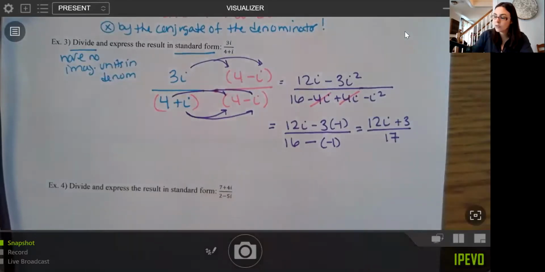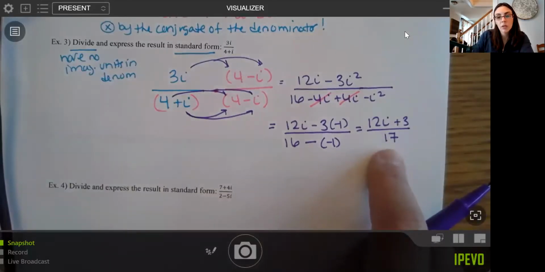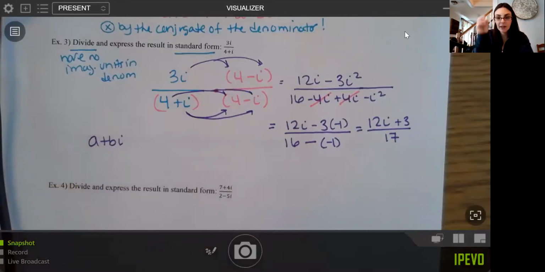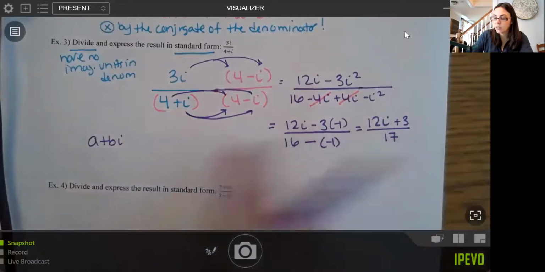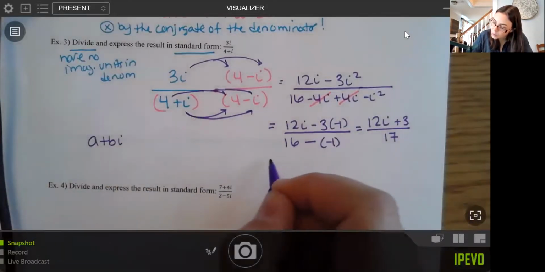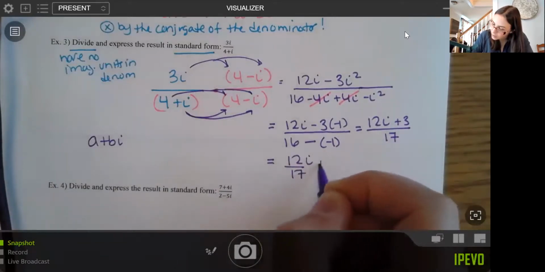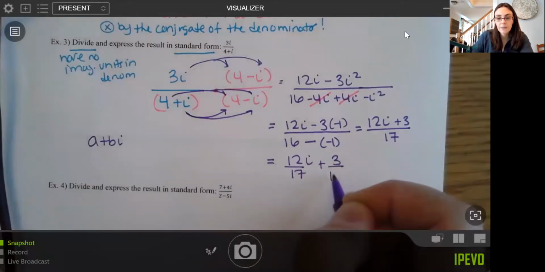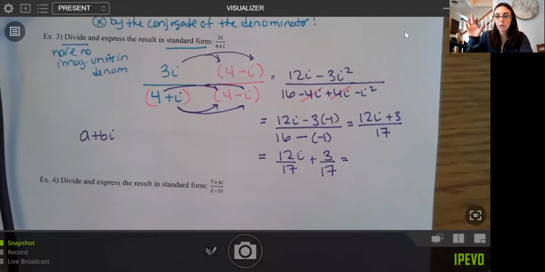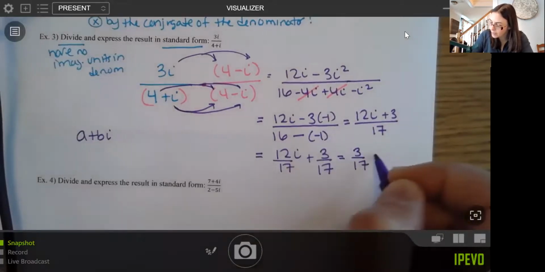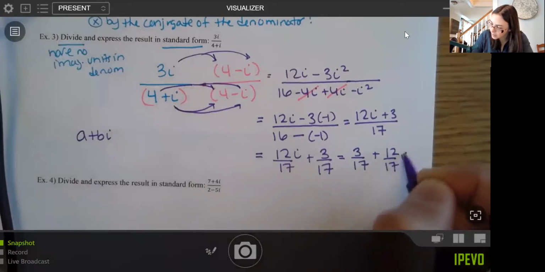Now we're almost done. Notice I've gotten rid of that i in the denominator, which is what I want to do. But I still need to write it in standard form. So standard form is that a plus bi. I want the real part first, imaginary part second. I want a distinct plus sign in between. So I don't have a giant fraction here, right? I have 2 distinct parts. So what I'm going to do is separate this out. So I have 12i over 17 and 3 over 17. And then the last thing I need to do is make sure the real part comes first. So a positive 3 over 17 comes first, and then a positive 12 over 17 i comes second.